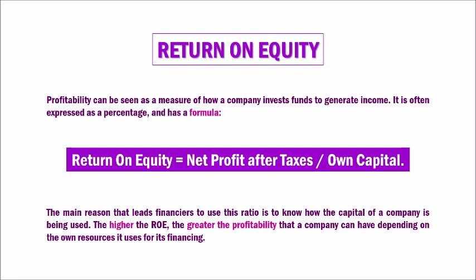own capital. The main reason that leads financiers to use this ratio is to know how the capital of a company is being used. The higher the ROE, the greater the probability that a company can finance itself depending on the own resources it uses.